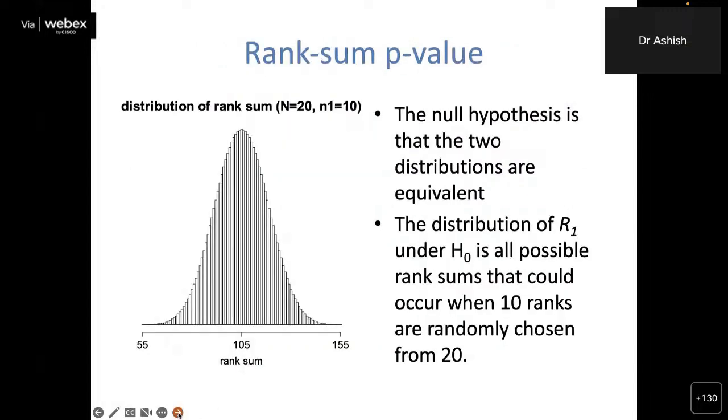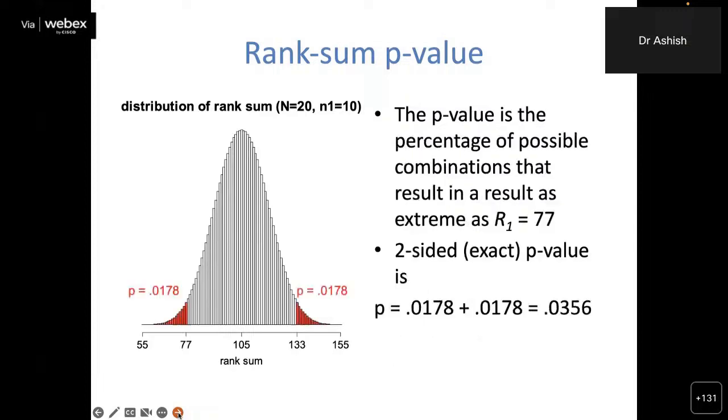So the null hypothesis is that the two distributions are equivalent, that is for R1 and R2. The distribution of R1 under H0 is all possible ranks that would occur when 10 ranks are randomly chosen from a sample of 20. So we could have the mean rank equal to 105. The p-value is the percentage of possible combinations that result in as extreme cases. Here R1 we are getting as 77.